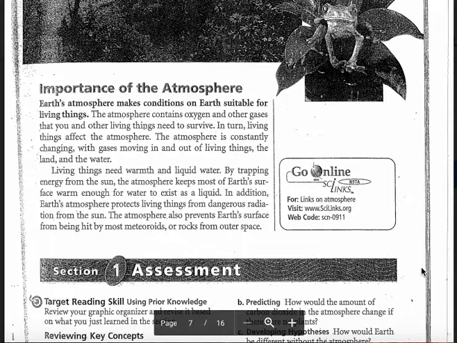Living things need warmth and liquid water. By trapping energy from the sun, the atmosphere keeps most of Earth's surface warm enough for water to exist as a liquid. In addition, Earth's atmosphere protects living things from dangerous radiation from the sun. The atmosphere also prevents Earth's surface from being hit by most meteoroids or rocks from outer space.